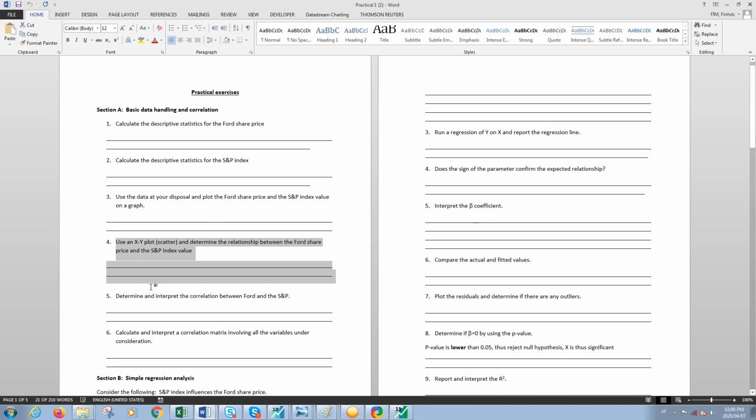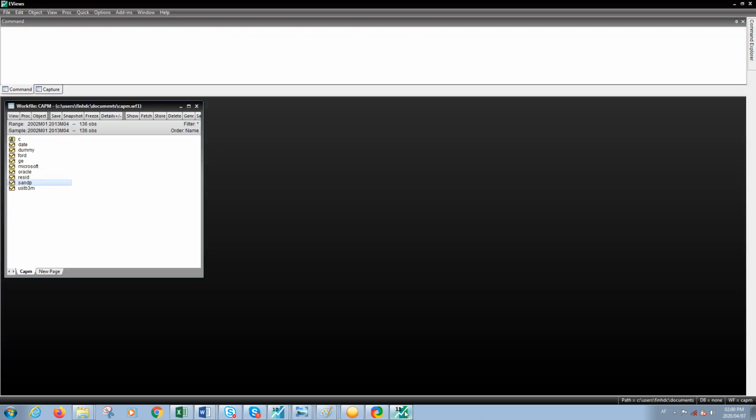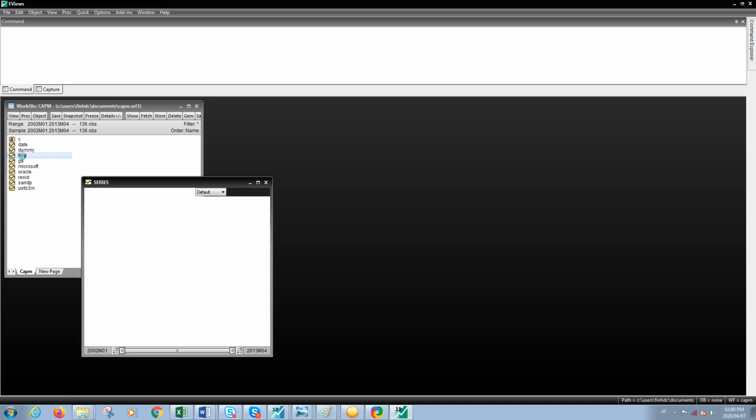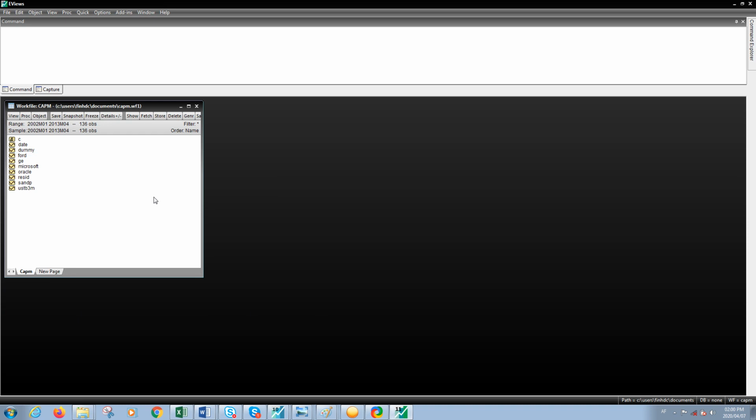for eViews. Our fourth question is to draw an XY plot and determine the relationship between the Ford share price and the S&P index. Okay, so here we go back, and now we're moving away from just focusing on a specific series. We are now wanting to determine the relationship or see the relationship between two series.